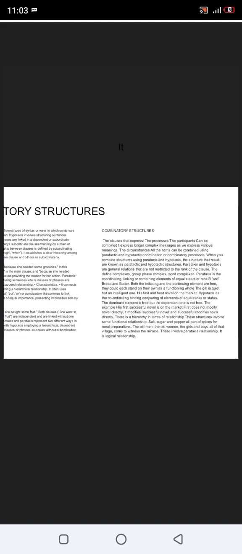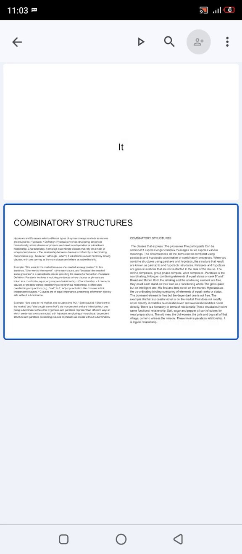Then there is a hierarchy in terms of relationship in hypotaxis. These structures involve some functional relationship. Salt, sugar, and pepper all are part of spices for meal preparation. The old men, the old women, the girls and boys, the village came to witness the miracle. This involves a parataxis relationship. It's a logical relationship. So that's all about combinatory structure.